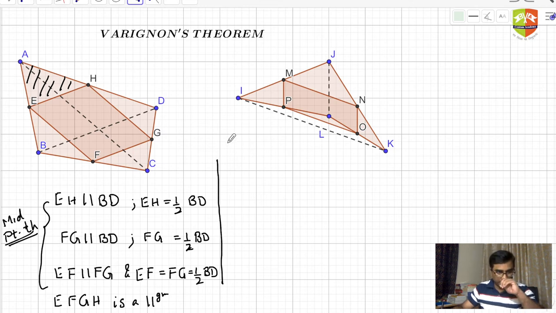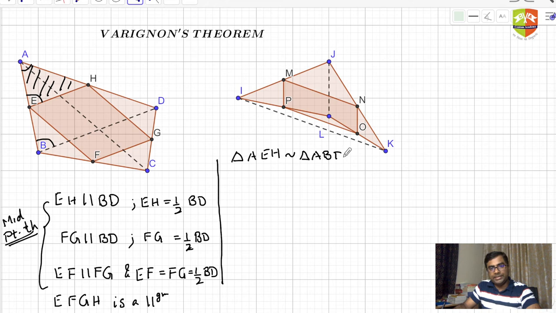You can use the similarity of triangles to prove that. If you look at this diagram, angle A is common and angle E is equal to angle B because of corresponding angles, isn't it? So hence, can we not say that triangle AEH is similar to triangle ABD?